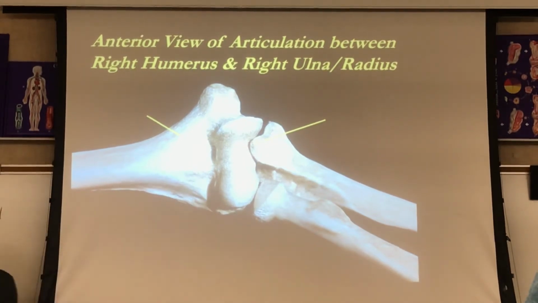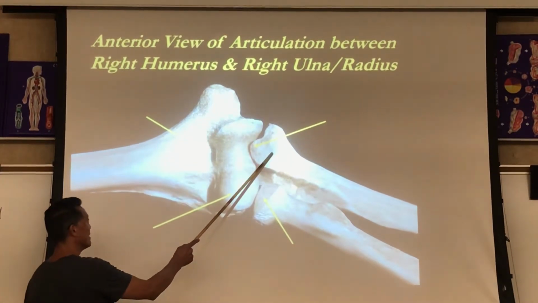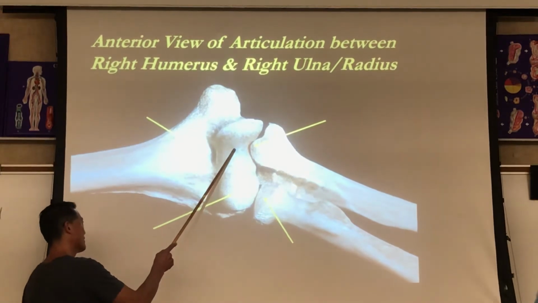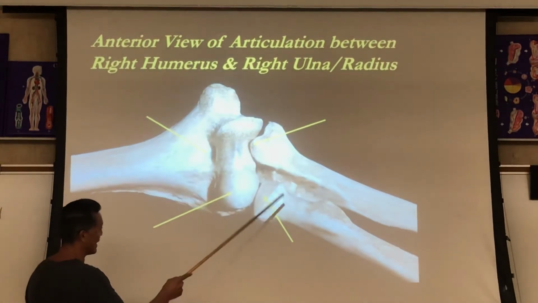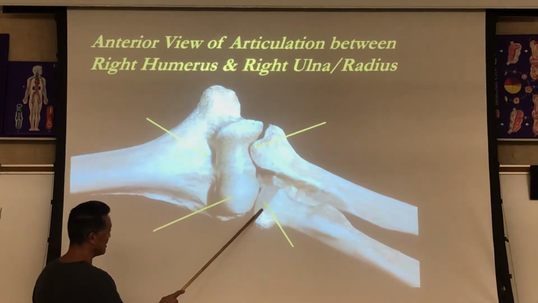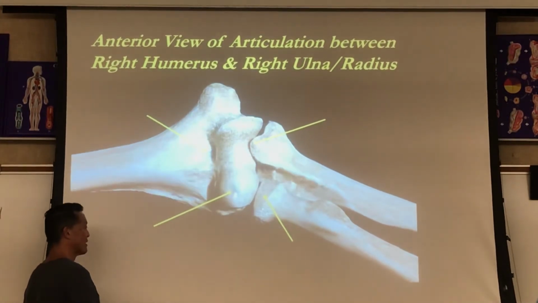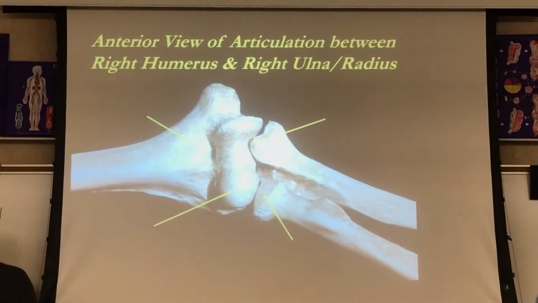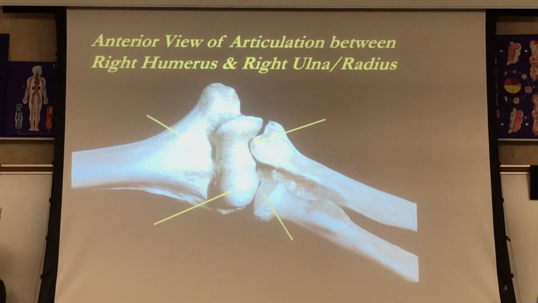From this view here, you can see that the ulna articulates with the trochlea, the medial condyle, and the radius, this is the head of the radius, articulates with the capitulum. That's what I wanted to show with this picture. And it's a big picture, how does everything fit together picture. Ulna goes to the trochlea, radius goes to the capitulum.